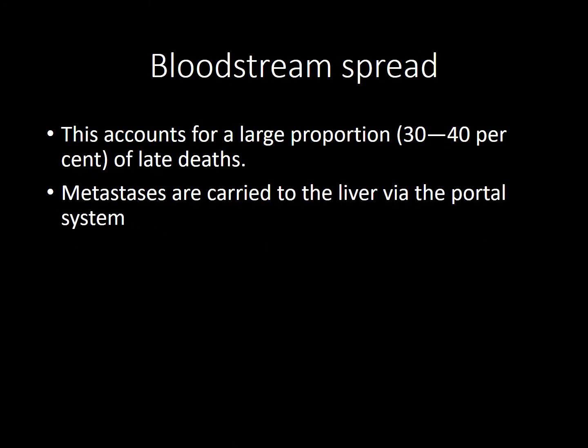Blood spread accounts for a larger proportion, 30 to 40% of late deaths. Metastases are carried first to the liver via the portal system. So we have the spread firstly to the liver via the portal system.